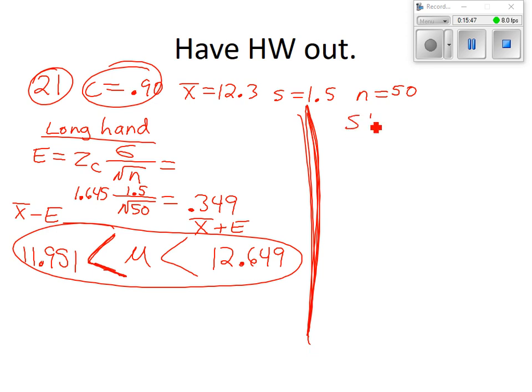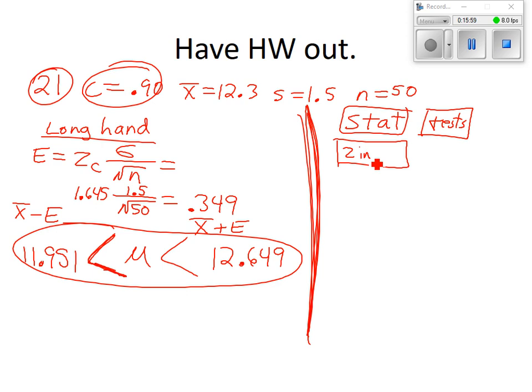You hit the stat button. Under stats, go over to tests. And you go down to the Z interval.